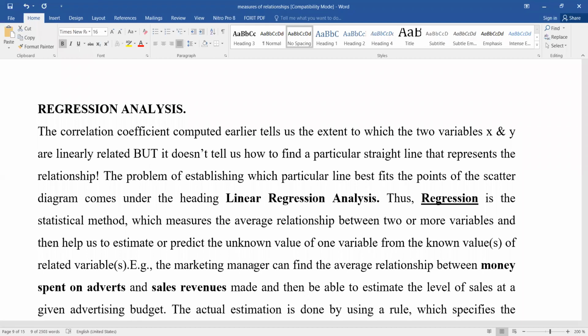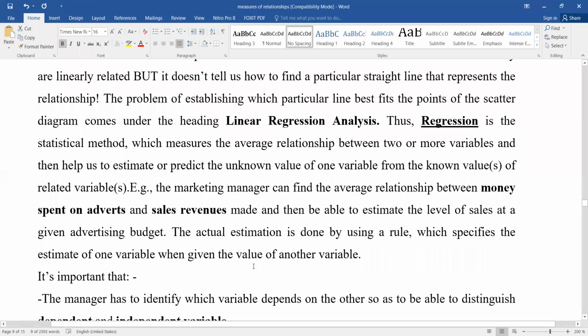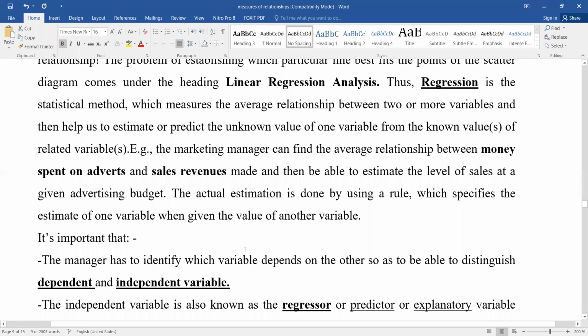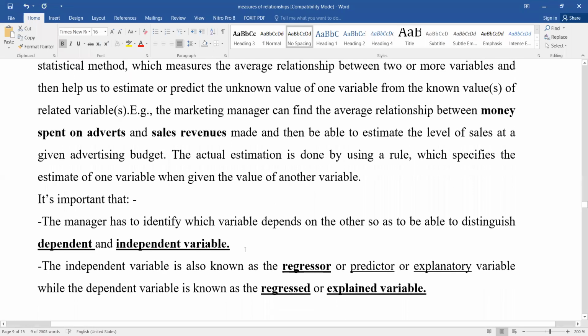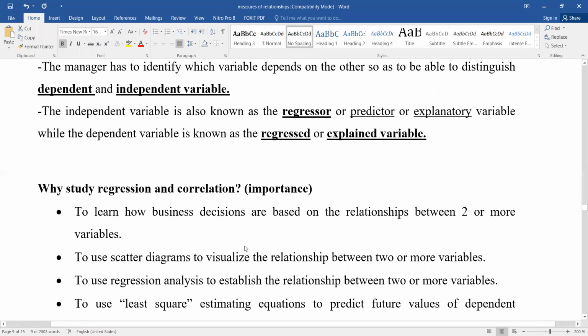The actual estimation is done by using a rule which specifies the estimate of one variable when given the value of the other variable. It is important. The manager has to identify which variable depends on the other so as to distinguish between the dependent and independent variable. This we've already done. The independent variable is also known as the regressor or the predictor or the explanatory variable, while the dependent variable is also known as the regressed or the explained variable. So these are other names.